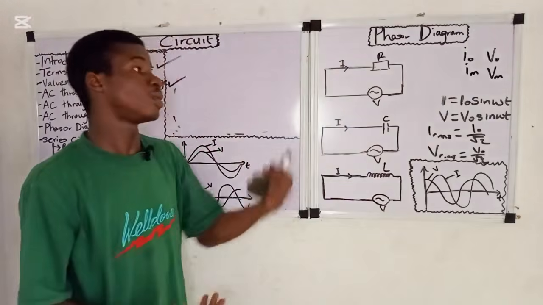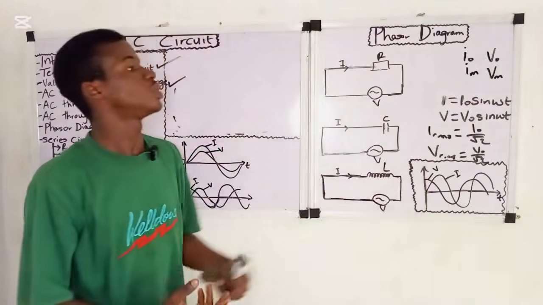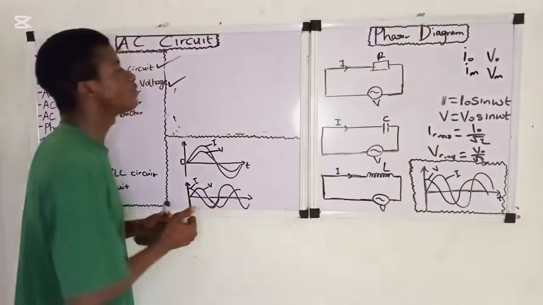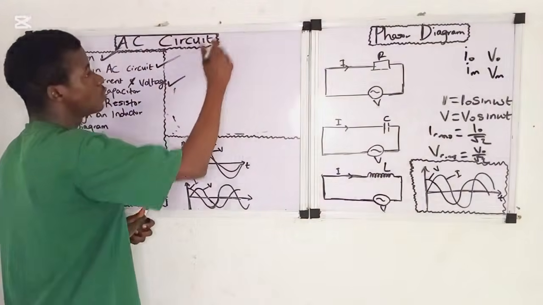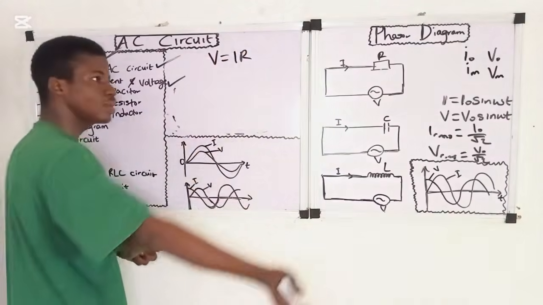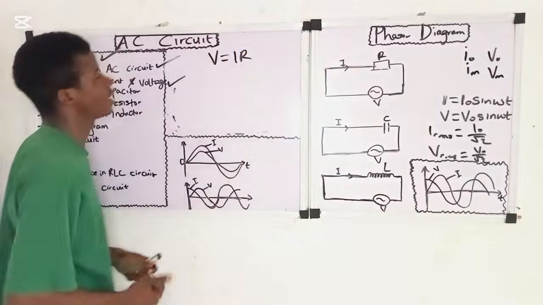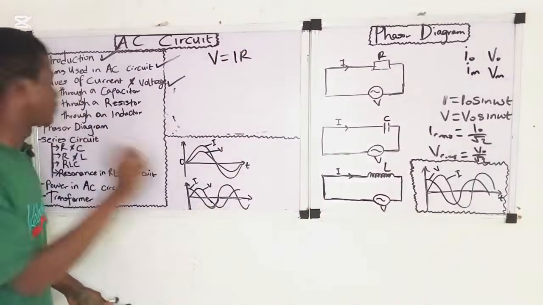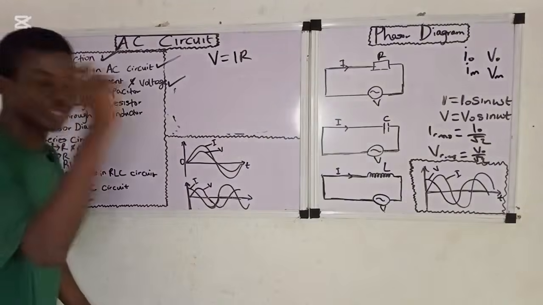Yes. Or you say through a resistor. So resistance is the opposition to flow of current. Now, from Ohm's law, we know that V is equal to I R, right? Yes, so that is it. Just take note of this one, okay? Then move to an alternating current through a capacitor, and an alternating current through an inductor.